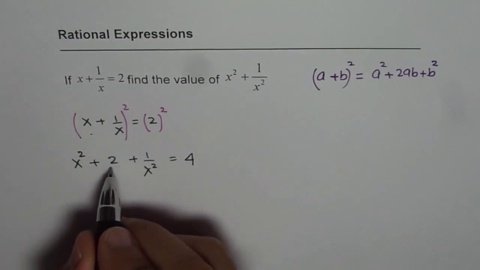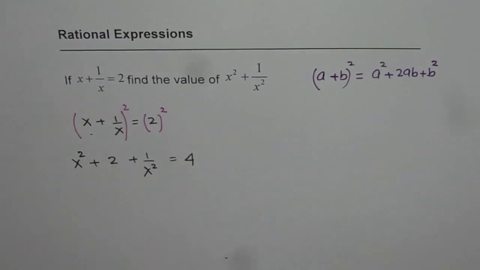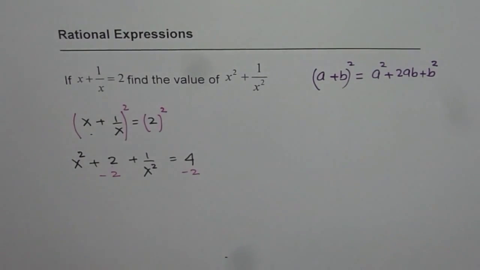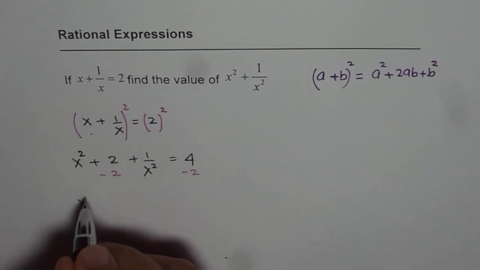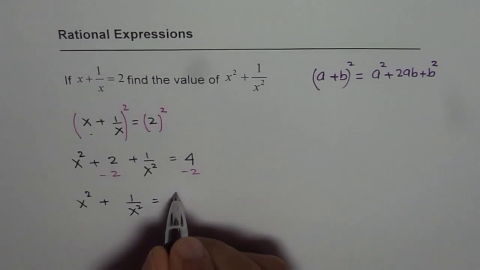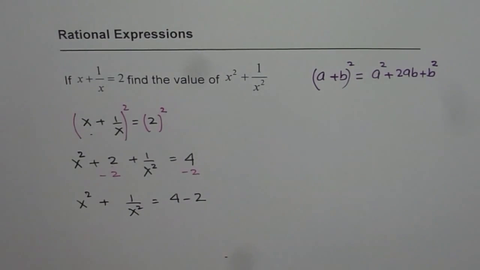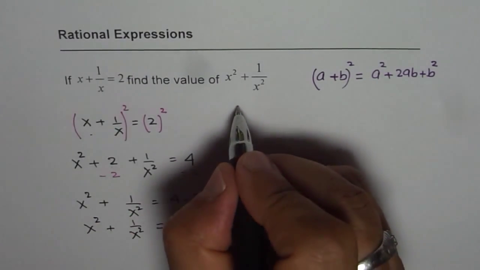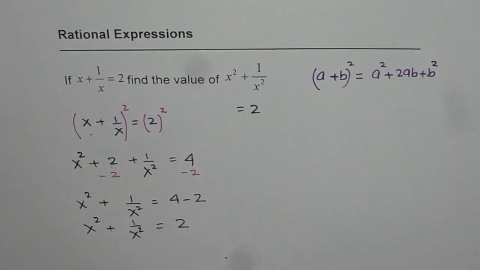Now from here, if I subtract 2 from both sides, right? At this stage, if I take away 2 from both sides, what do I get? I get x squared plus 1 over x squared equals 4 minus 2, right? Which is equal to 2. Therefore, x squared plus 1 over x squared is equal to 2, right? So I get this value, 2, as my answer.